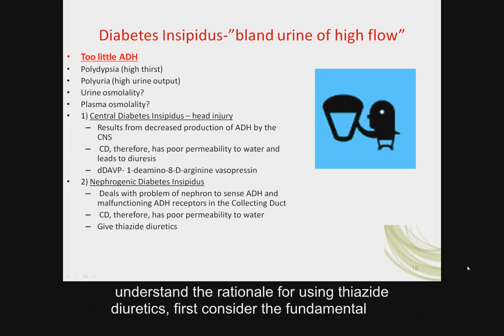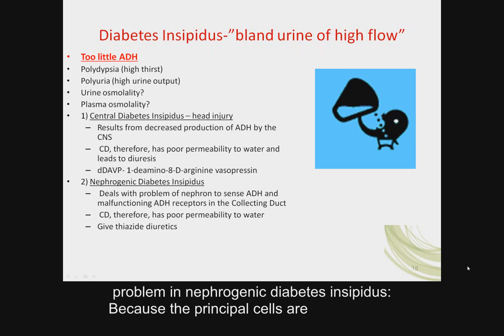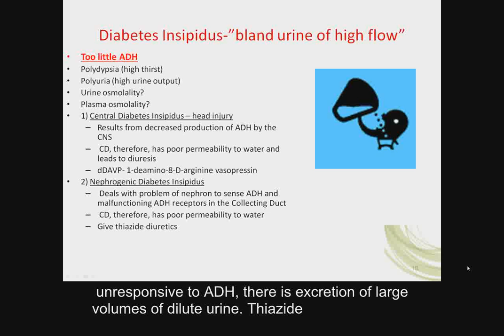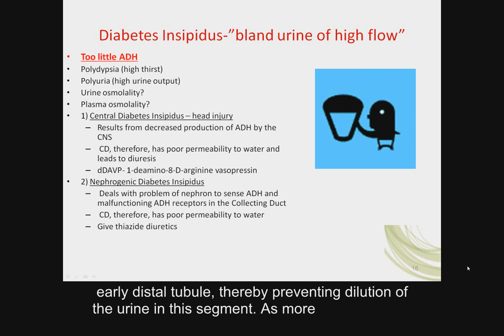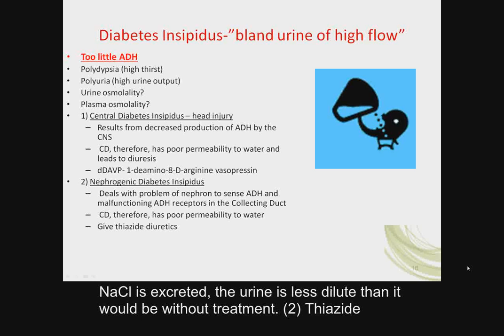To understand the rationale for using thiazide diuretics, first consider the fundamental problem in nephrogenic diabetes insipidus. Because the principal cells are unresponsive to ADH, there is excretion of large volumes of dilute urine. Thiazide diuretics are helpful as follows. 1. They inhibit sodium chloride transport in the early distal tubule, thereby preventing dilution of the urine in this segment. As more sodium chloride is excreted, the urine is less dilute than it would be without treatment.